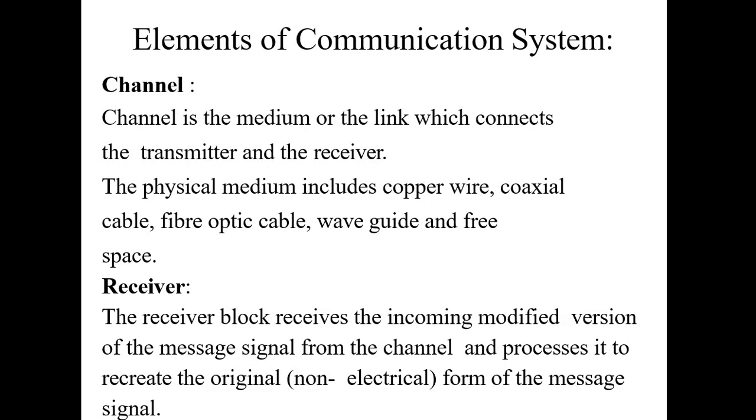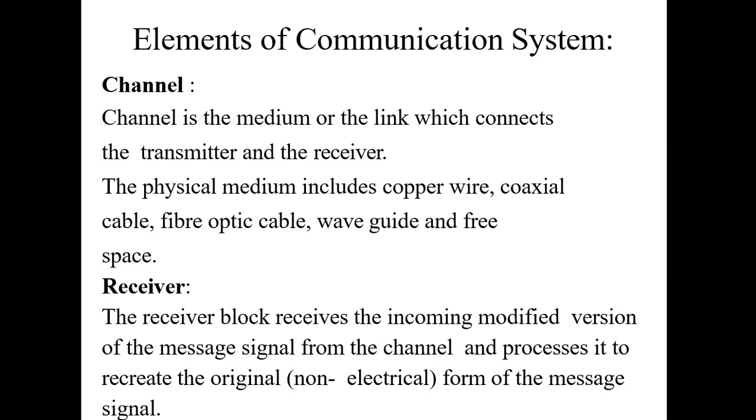Now what is channel? Channel is the medium, or it is the link between transmitter and receiver. The physical medium includes the examples of channel, if we consider, are the copper wire, coaxial cable, fiber optic cable, or it may be the waveguide that connects the two ends of transmission, or it may be the free space or the atmosphere. So based on the type of the channel, there are two types of the electronic communication system: a wireline communication system and wireless communication system.